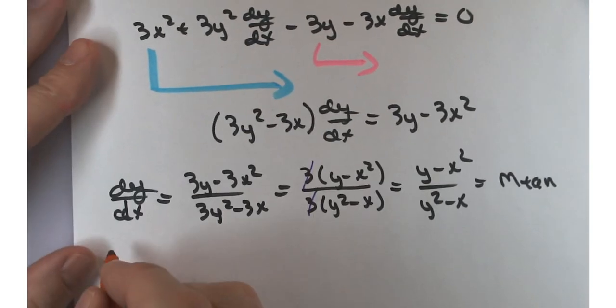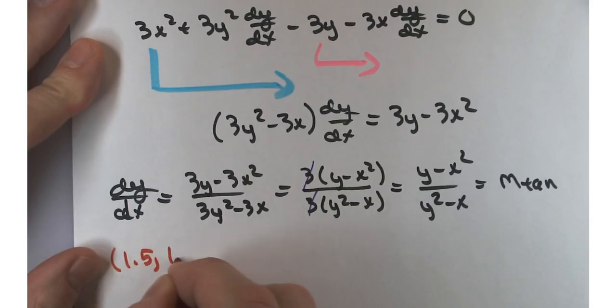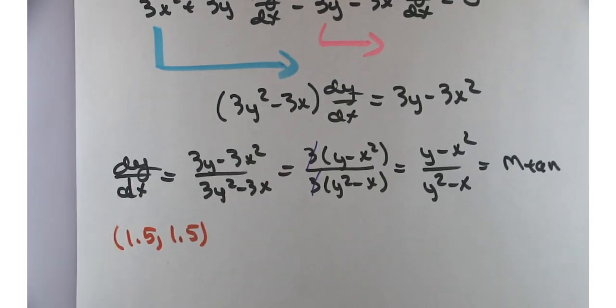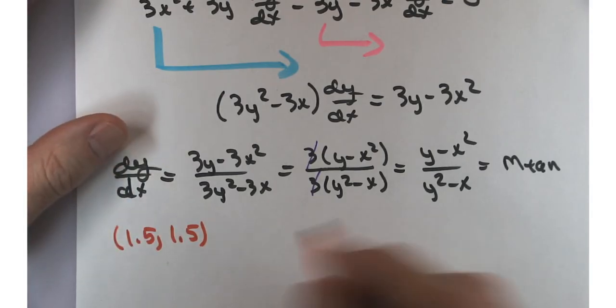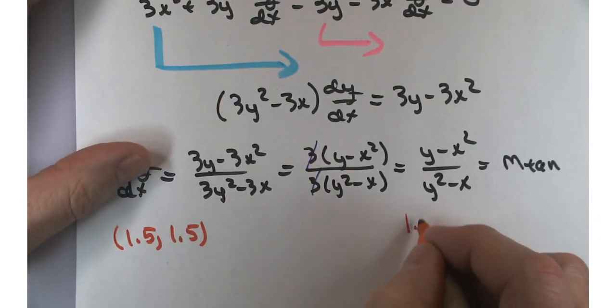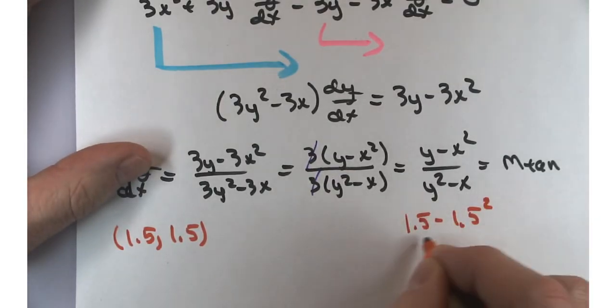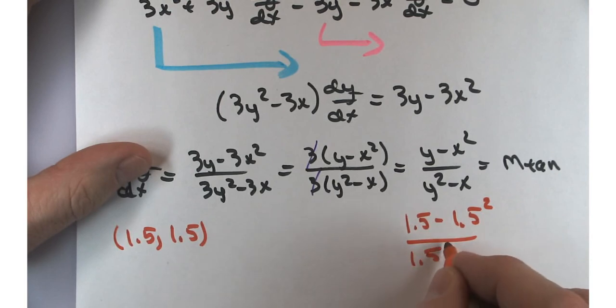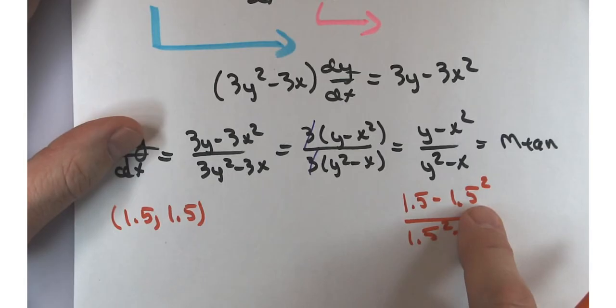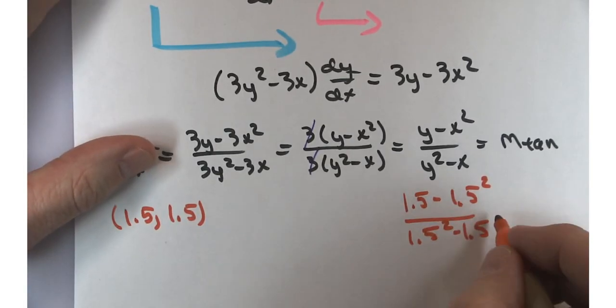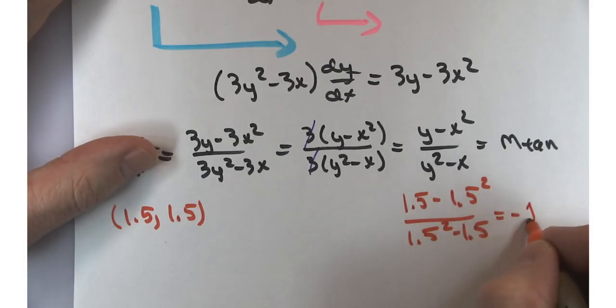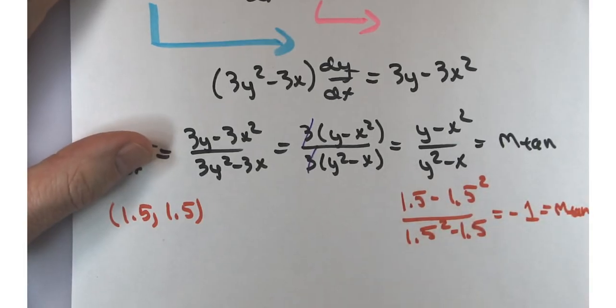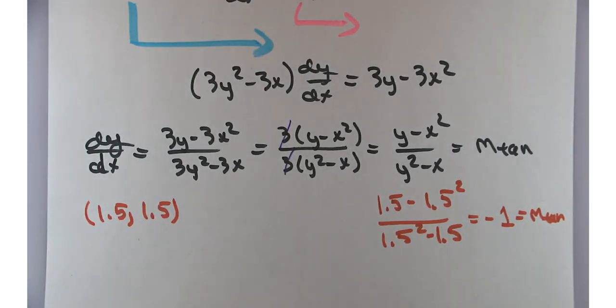So we're going to try and find the equation of the tangent line at the point 1.5 and 1.5. All right, so we're going to plug that in here. 1.5 minus 1.5 squared over 1.5 squared minus 1.5. And the symmetry here tells me that that's going to be -1 for the slope of the tangent line. You can calculate that on your calculator and double check me. But let's take a look at it on the graph and see if it at least makes sense.